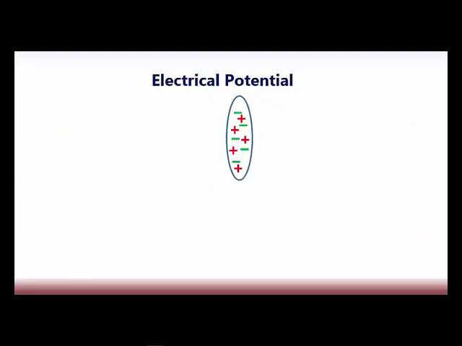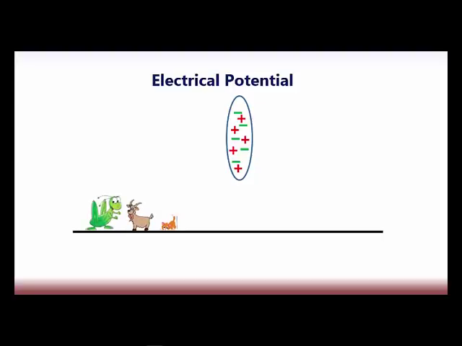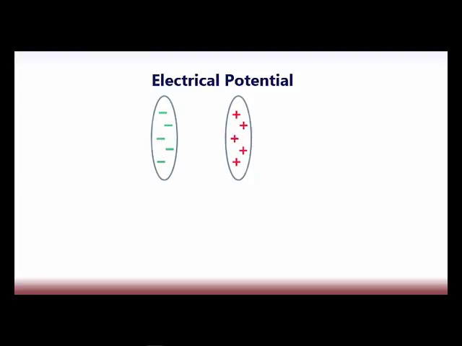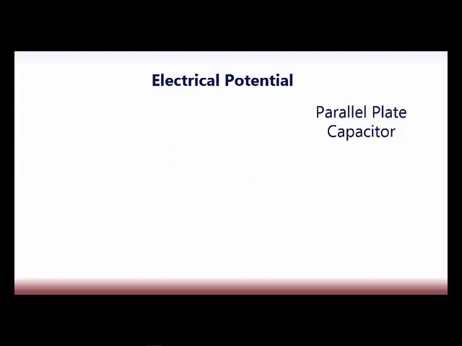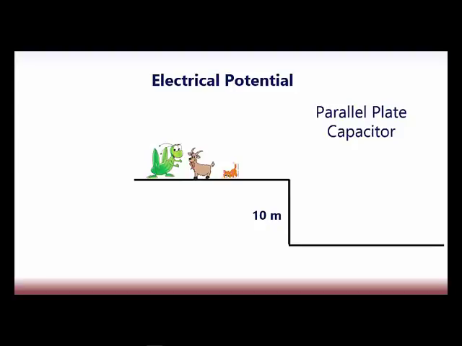Here we have a bunch of charges that are all collected in one plate. This is like the animals that were all on the ground. There is no potential energy for these charges. However, if I separate the two plates with all the negatives on one side and all the positives on the other, we have a parallel plate capacitor. And now the charges at least have the potential to get potential energy, just like the animals did when they were sitting on top of the cliff.